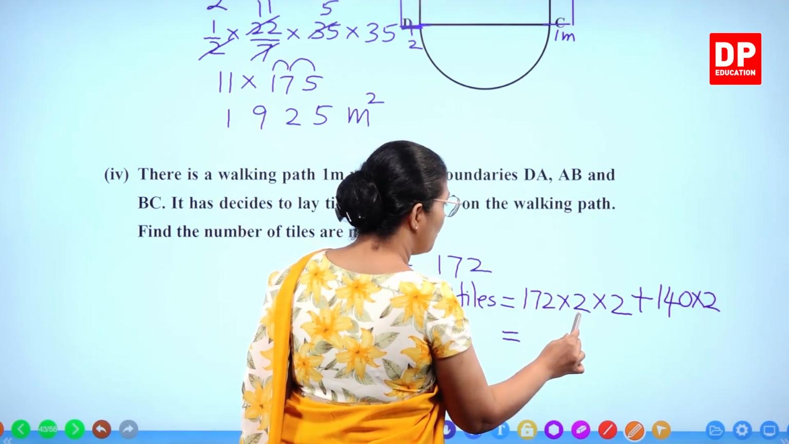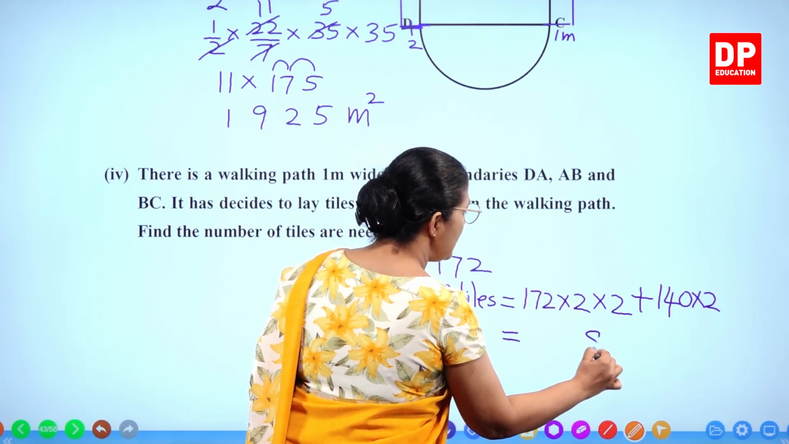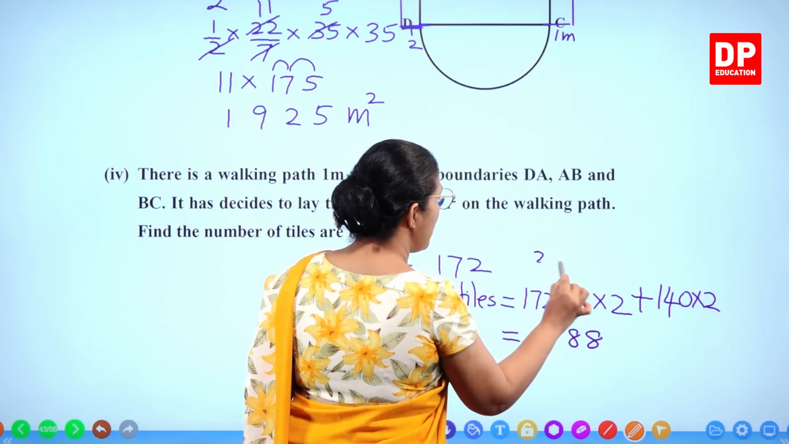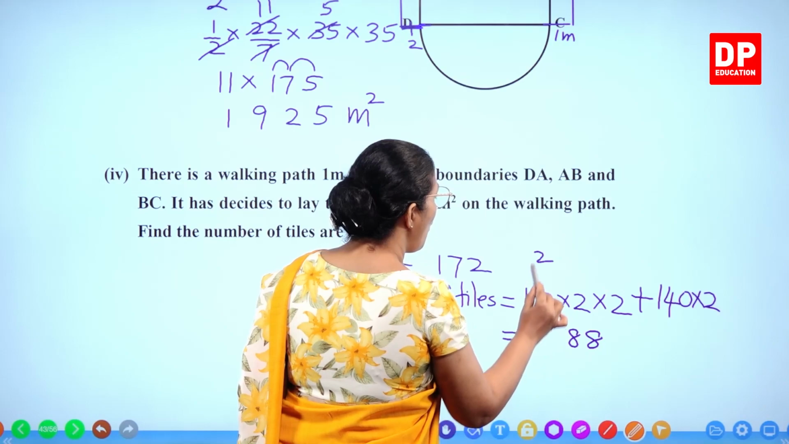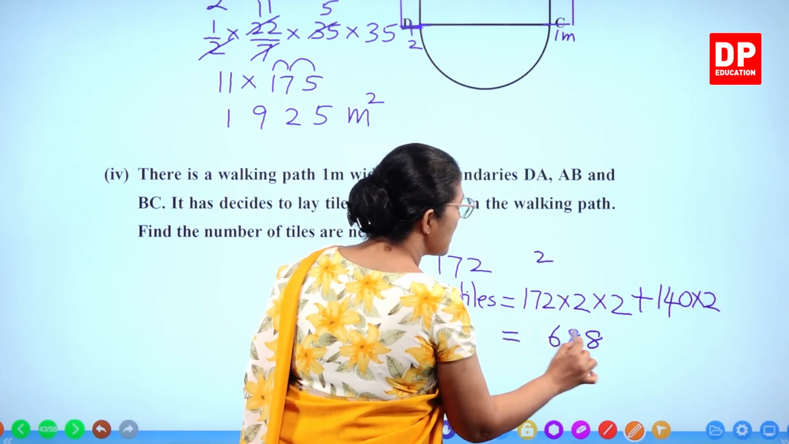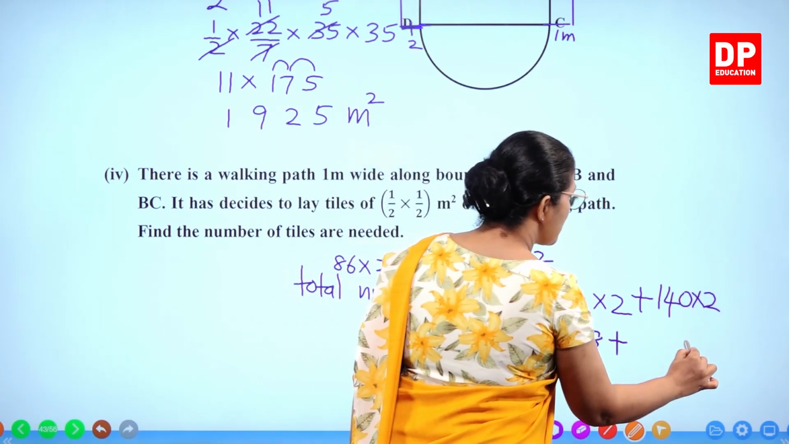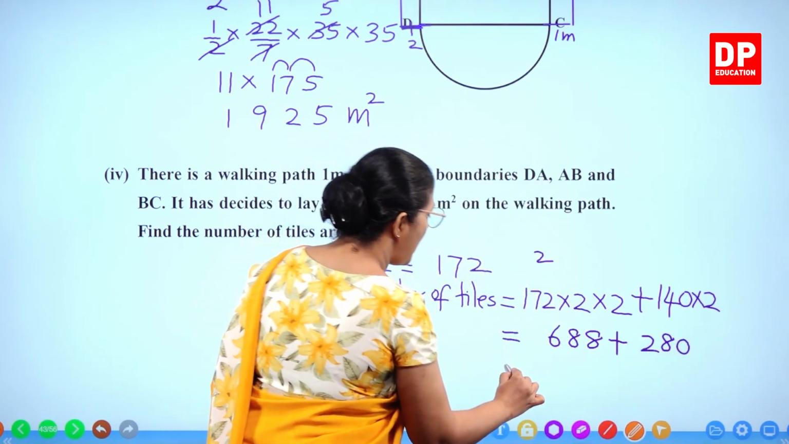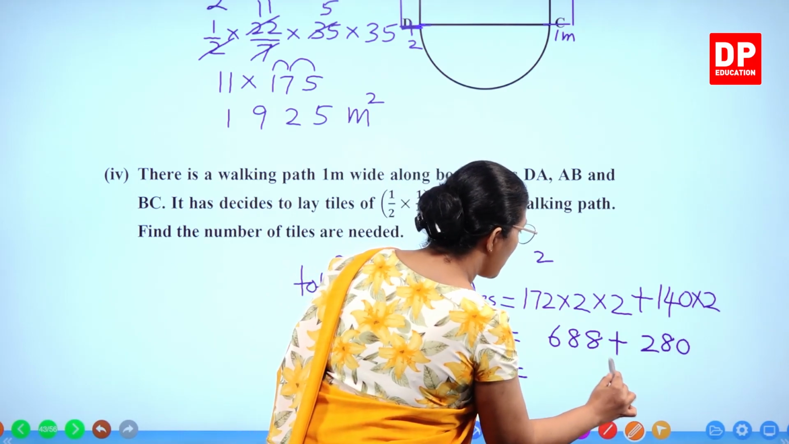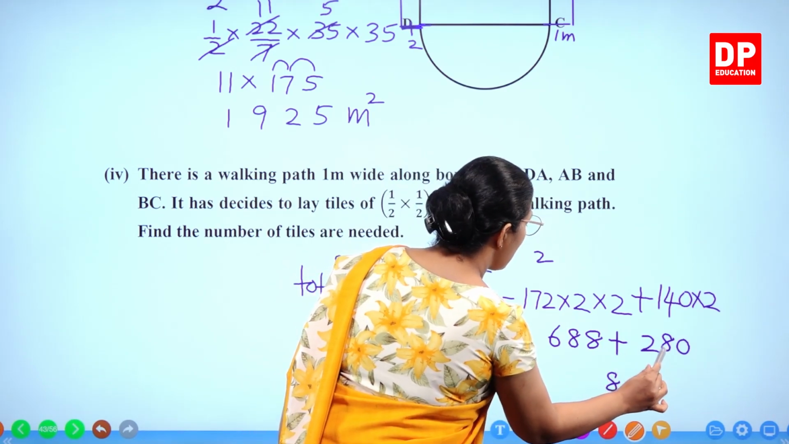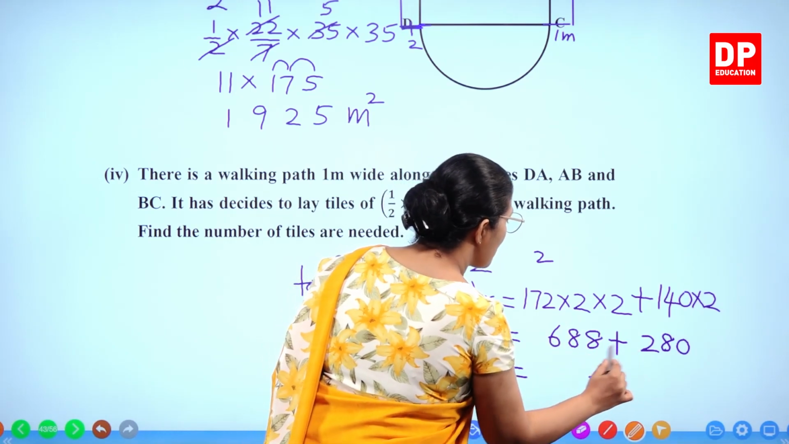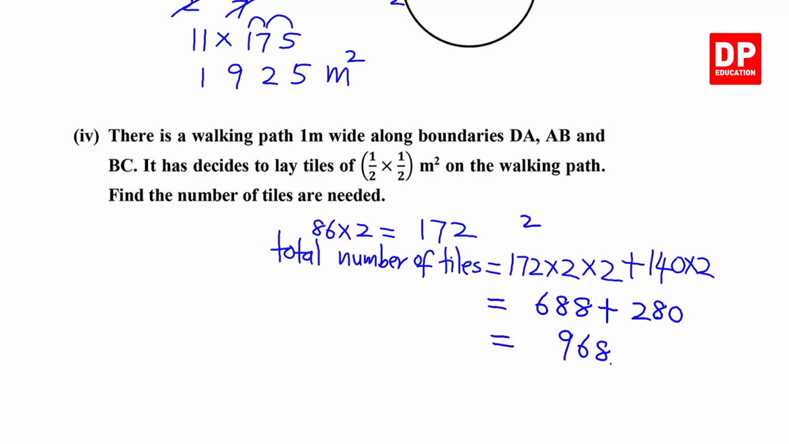2 times 2, 4. 4 times 2, 8. 4 times 7, 28. 2 remaining. 4 times 1, 4. 4 plus 2, 6. Plus 2 times 140, you get 280. When you add these two, you get the total number of tiles. 8 and 8, 16. 1 remaining. 7 plus 2, 9. 968 tiles needed.